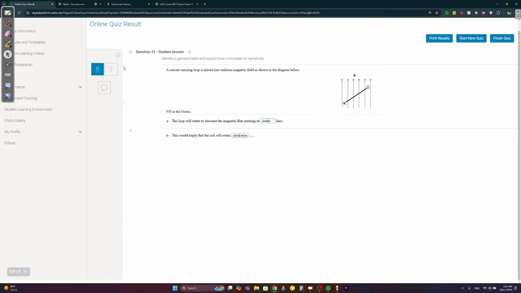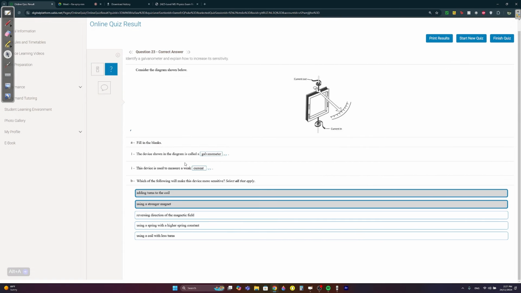Question 23. What is the diagram here? I think it's a moving coil galvanometer. Yeah, this is how it is in the book. Don't just say galvanometer. If you want, just say galvanometer, but it's a moving coil galvanometer. Can you see how this is the graduation, and it goes left and right and rotates. This device is used to measure weak current. We know a galvanometer is just an ammeter, but for weak currents. Which of the following will make this device more sensitive? Adding turns, using a stronger magnet, and if they said using a spring with a lower spring constant, that would be correct. And that's how it came in the exam.